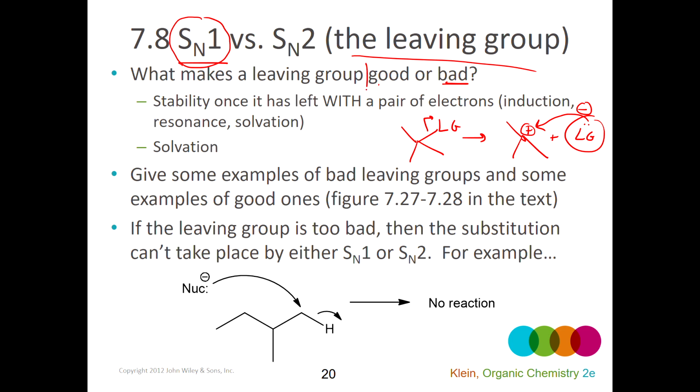Really, we need a good leaving group for both of these mechanisms. If there is not a leaving group that's decent at all, no substitution is going to occur. But we definitely need a good leaving group if we expect an SN1 to occur, because, as we said, that leaving group leaving is the slow step. And if we want an SN1 to happen, we need to facilitate the slow step as much as possible by stabilizing the leaving group and the carbocation both as much as possible.